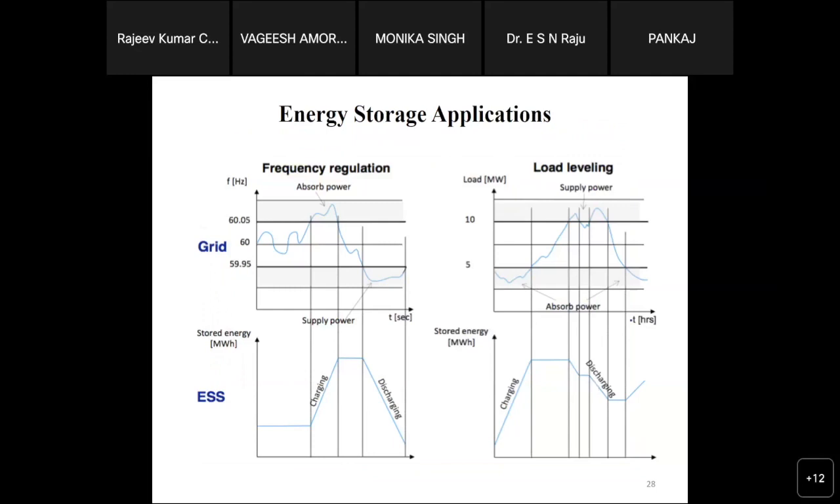This is mainly based on matching between the power generation and the demand. Whenever we have surplus power, we can utilize the excess power for charging. Whenever we have a power deficit, we can discharge the batteries to keep the frequency at a constant steady-state value. Here we can see the frequency variations as well as the charging and discharging power related to frequency stability. Likewise, we have the same for load leveling. Whenever we have higher loads, we go for discharging. Whenever we have lower load, we go for charging of the batteries. So likewise, we can have optimal utilization of the energy.